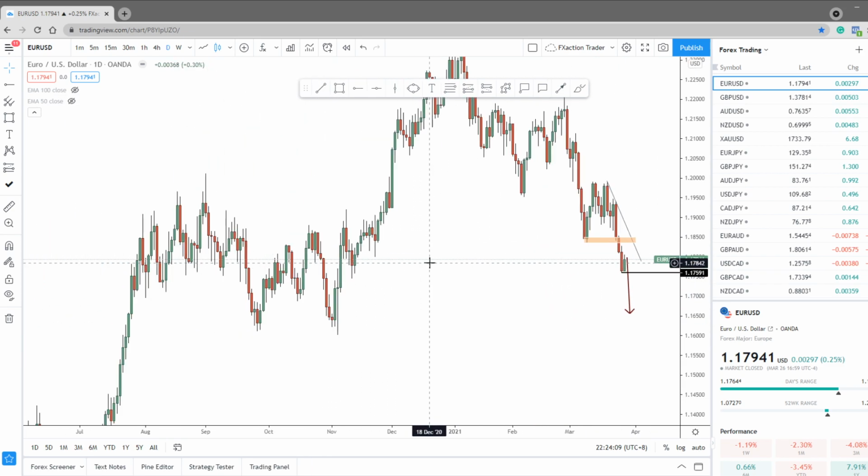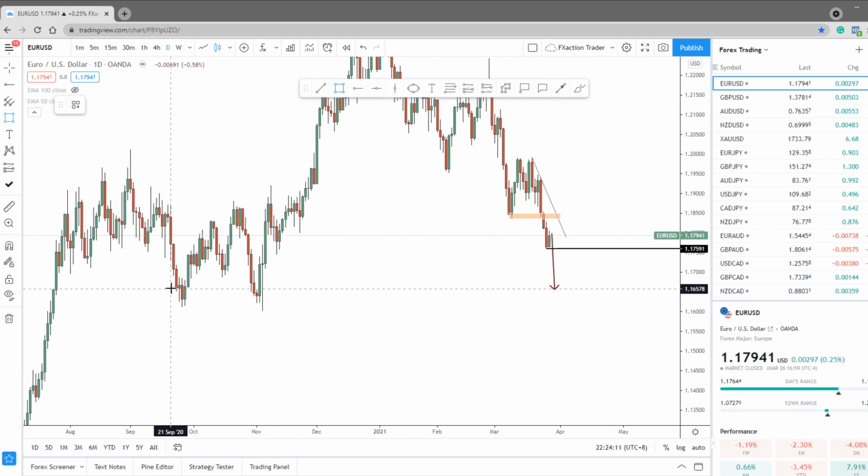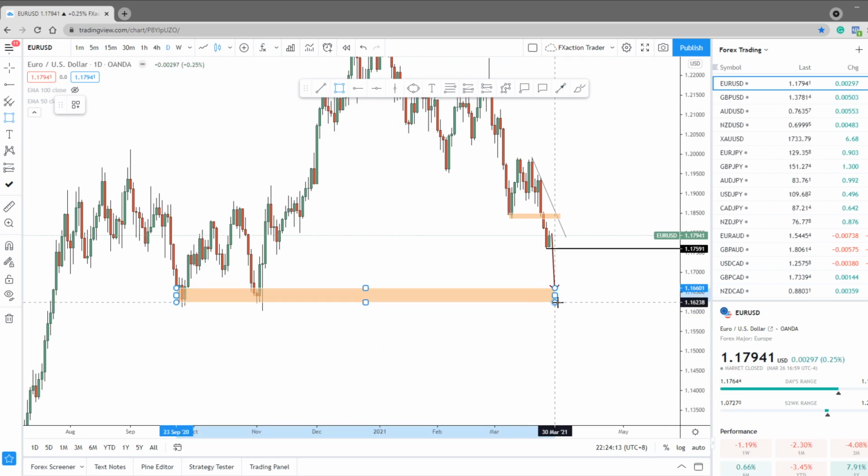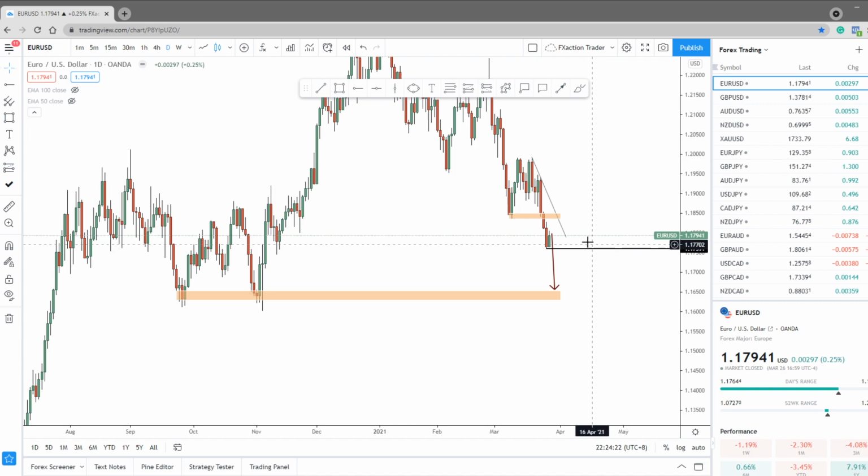So where is our take profit point? Let us go back to the daily chart. This is the next strong support level, or strong demand area, where we can set our take profit point. In terms of pips, we still have about 155 pips of movement to the downside.